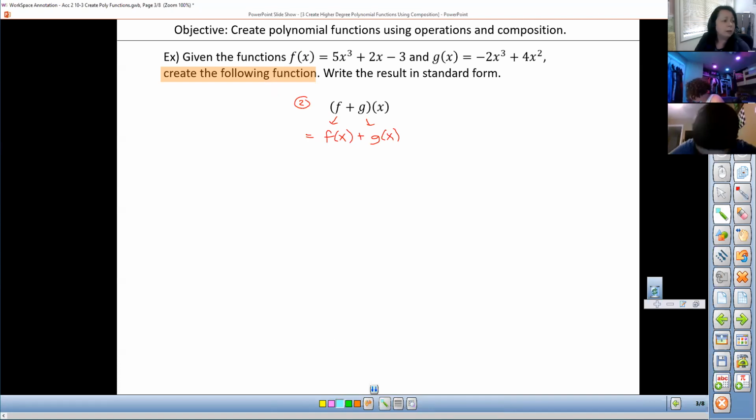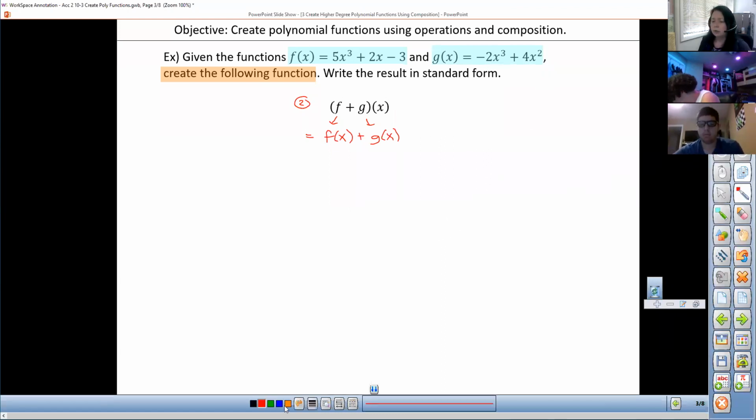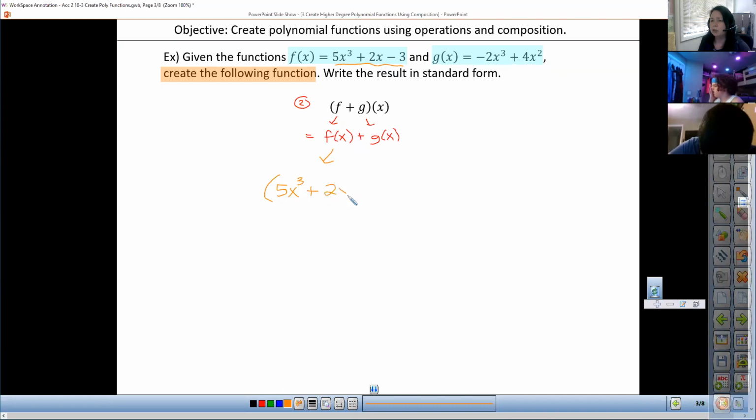And again, I do recommend that you use a highlighter to highlight each function so that you don't accidentally lose the last part of it. So f of x is defined as this trinomial, and g of x is defined as these two terms, which is a binomial. All right, so here I'm going to take my f of x function, which is these three terms, and write those down. So these parentheses are technically optional since there's nothing in front of those three terms. And then I have the plus sign, which is what I'm doing to these two.